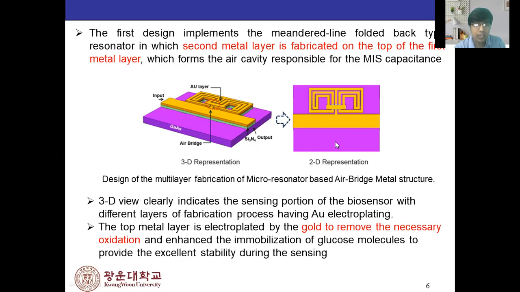You can see the top layer is electroplated with gold. This actually uses the gold to remove the unnecessary oxidations, and this also enhances the immobilization of the glucose molecules to provide excellent stability at the sensing time. So that's why we use gold for the top layer by electroplating.